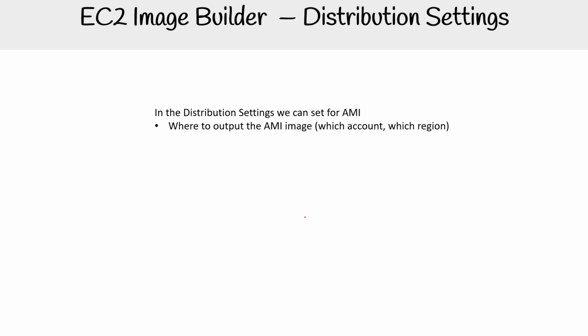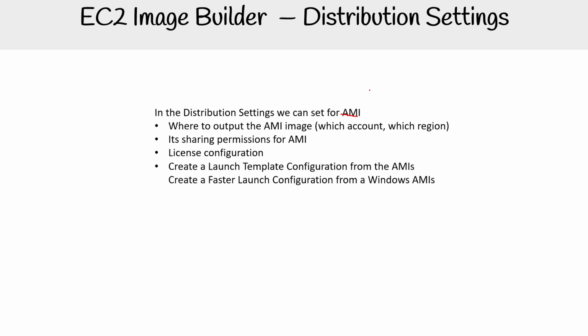Let's talk about distribution settings. This is where, if we're talking about AMI in particular, it's where to output the AMI image, such as account and region, whether it has sharing permissions, licensing configuration, creating a launch template or a faster launch configuration, applying AMI tags on the image, which I see that is spelled wrong. I apologize for that.